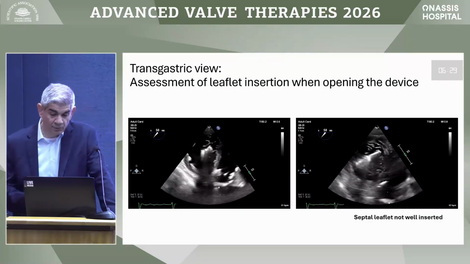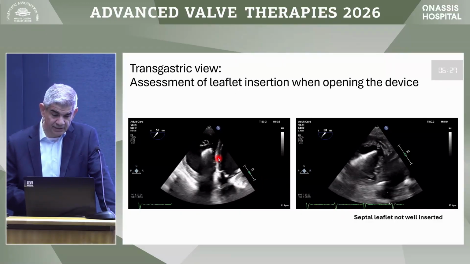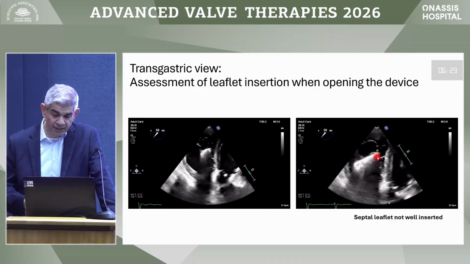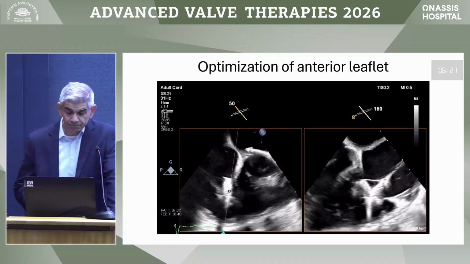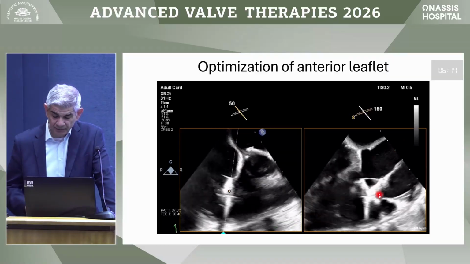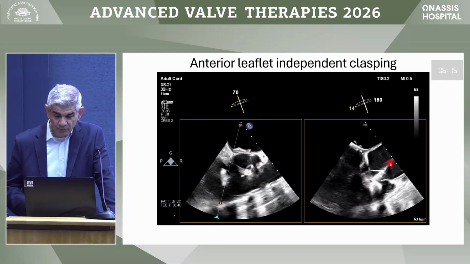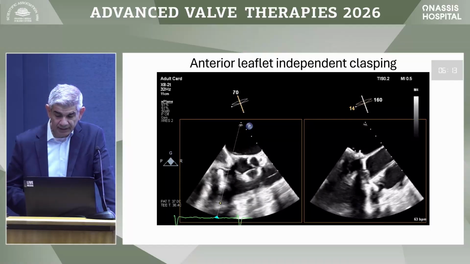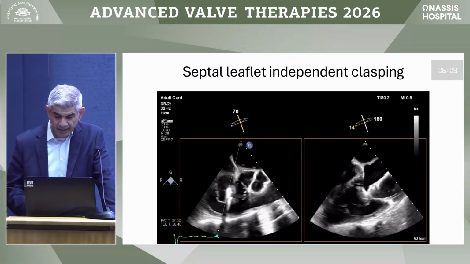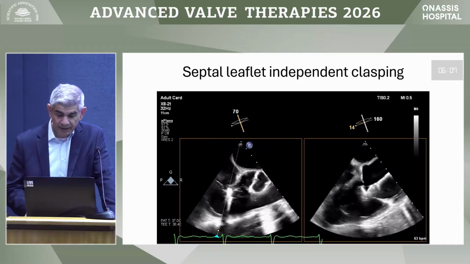We do that in transgastric views. We see that the clocking is good. But we see here that septal leaflet goes very shallow inside the device, so we have to correct for that. Here we do optimization of actually both leaflets, the lateral leaflet first, and then we move on to the septal leaflet up here, and here we engage it independently.